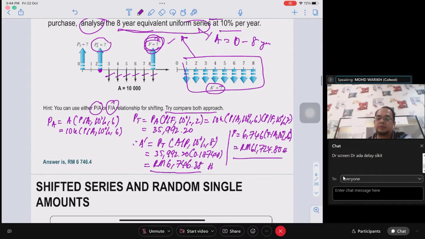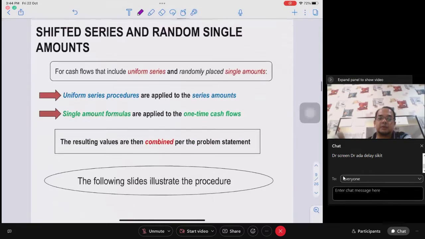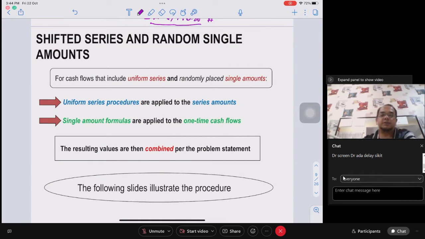Right. So we go next. Shifted series and random single amounts. For cash flow that includes a uniform series and randomly placed single amounts, that means from the cash flow diagram, then we have example 1, 2.